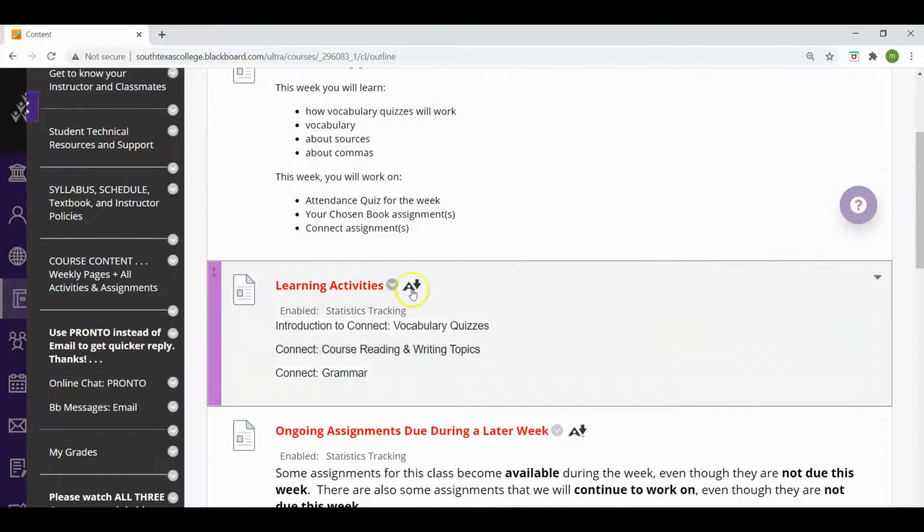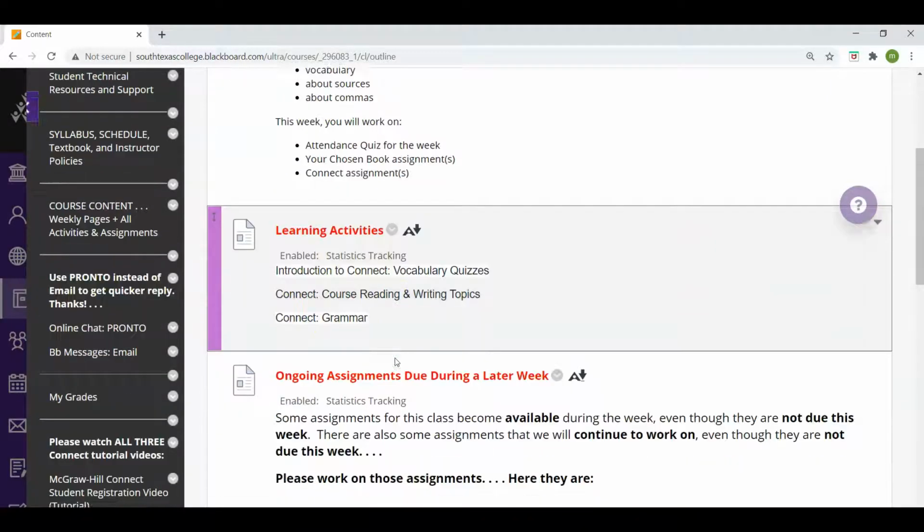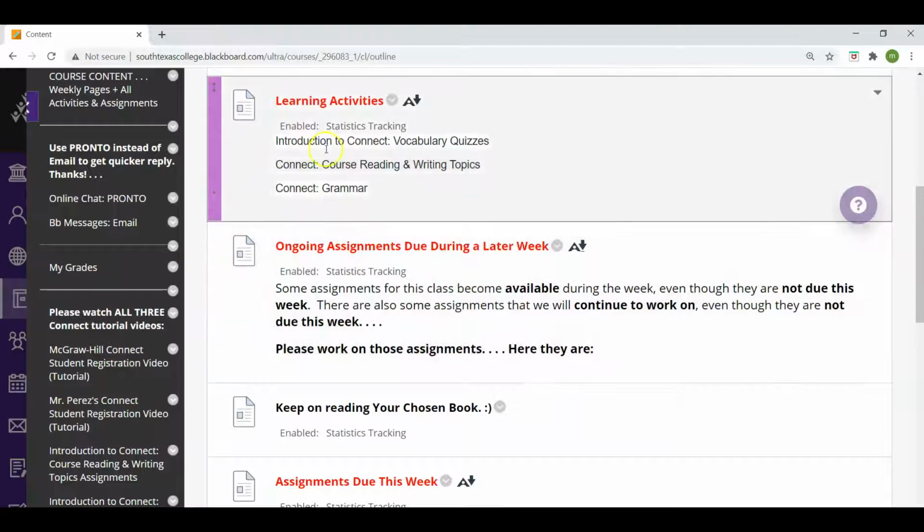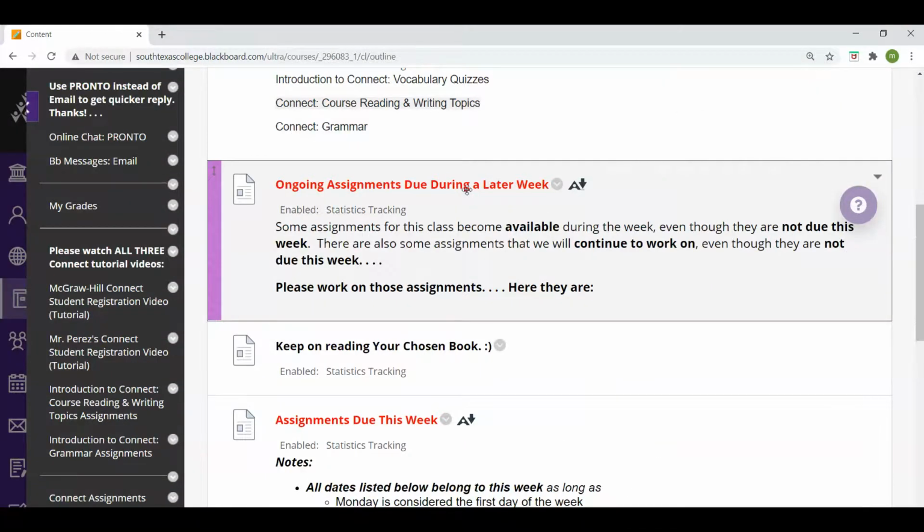And so you'll notice learning activities are what? You know, there you got these vocabulary quizzes, they're new. You also have some course reading and writing topics. I think it's just 1 of them, right? 1 of them you need to do, and then there's a grammar Connect assignment. So we got 3 types of Connect assignments to do. These are learning activities, things that I'm pointing out, all right? But the main thing I'm pointing out, especially in this video, is I'm going to introduce you to the vocabulary quizzes. Okay.